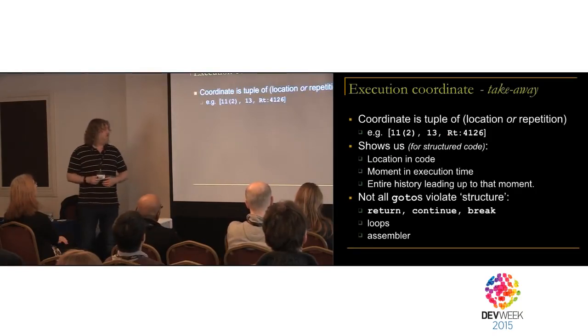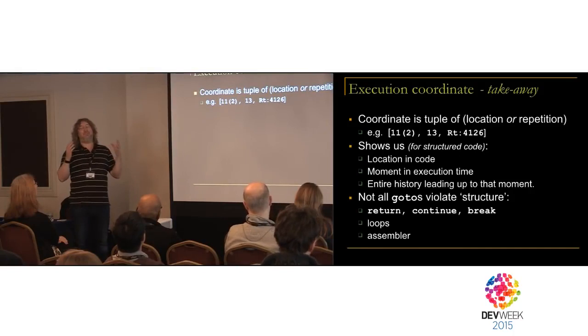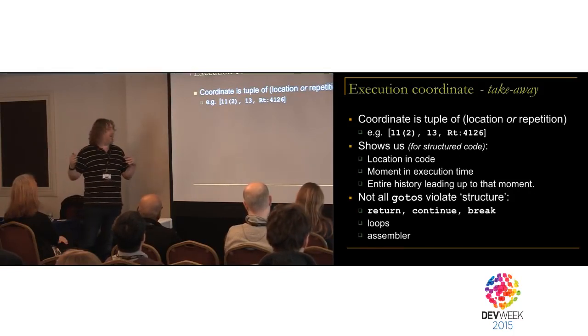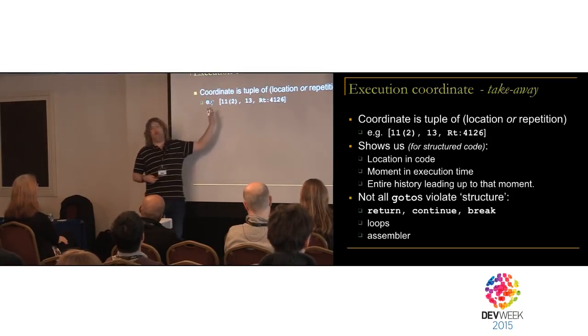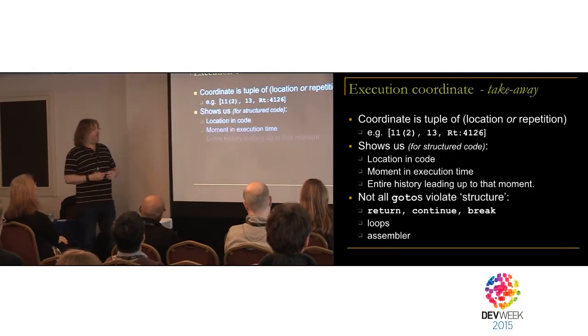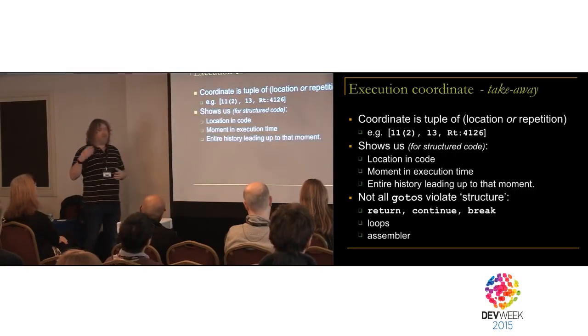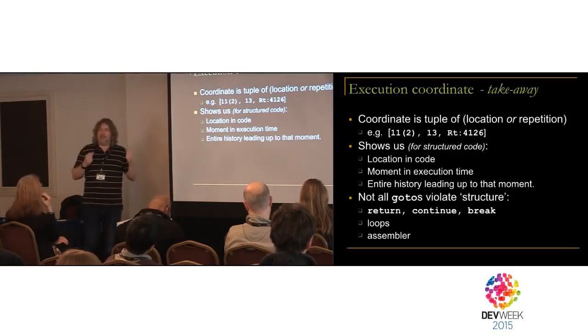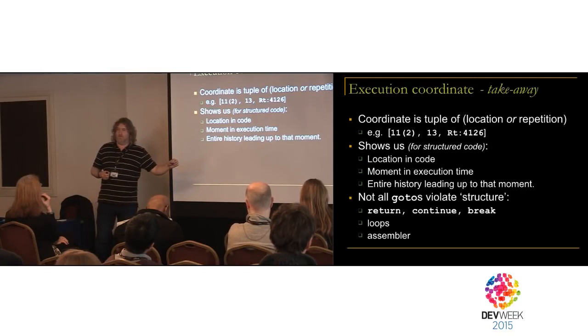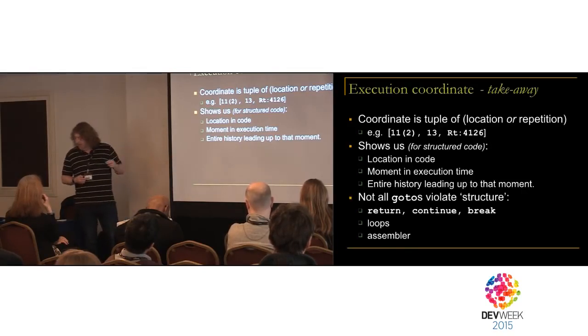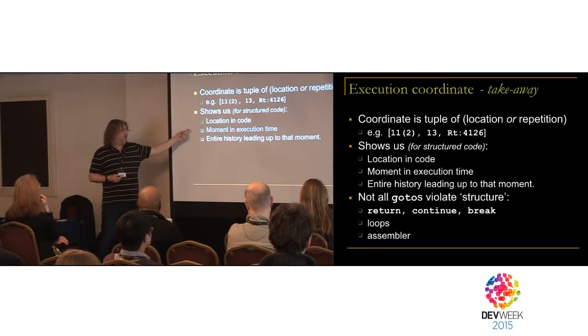Let's just do a review of where we got to so far. The execution coordinate is this tuple. It's a sequence of numbers representing a stack. Each represents a specific location in the code, optionally with an iteration index. Okay, so that's what an execution coordinate is. That execution coordinate shows us, if it's structured, where we are in the code, where we are in time, and the entire history leading up to this point, which means if you've got that number, you can roll back. Wouldn't that be great if our debuggers did that? Incidentally, if it's not structured code, we lose these two.